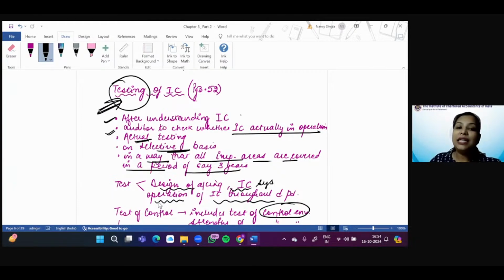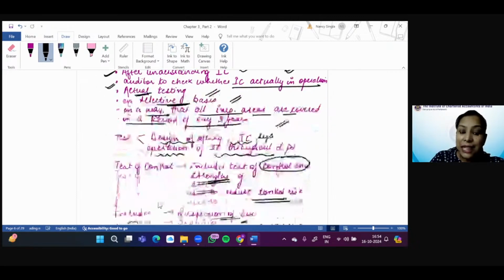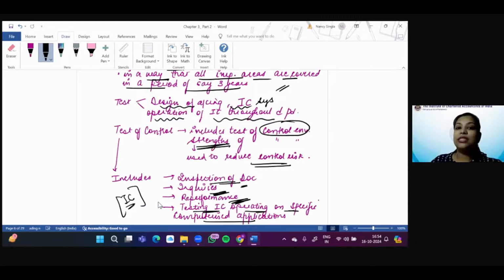So we have seen that after understanding, the auditor will see whether it is actually in operation. How? By doing the actual testing on a selective basis, in a way that all important areas are covered in a period of, let's say, 3 years. He'll test the design of the accounting and internal control system, whether the same is in operation throughout the year. And this includes a test of the control environment also, in order to see whether the strength of the control environment is such that it can be used to reduce the control risk.